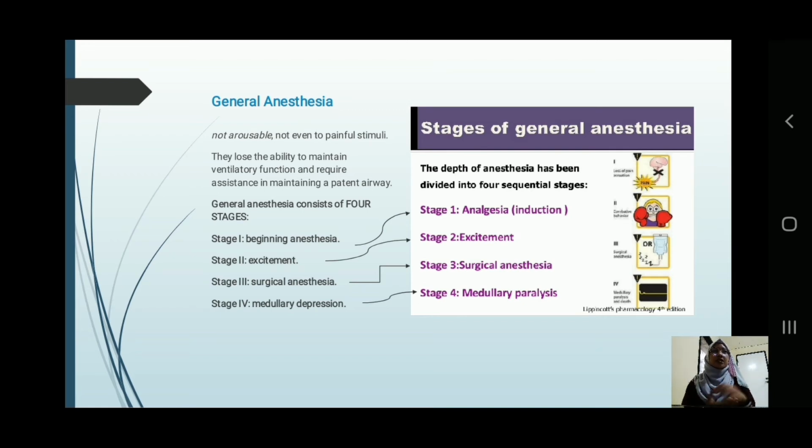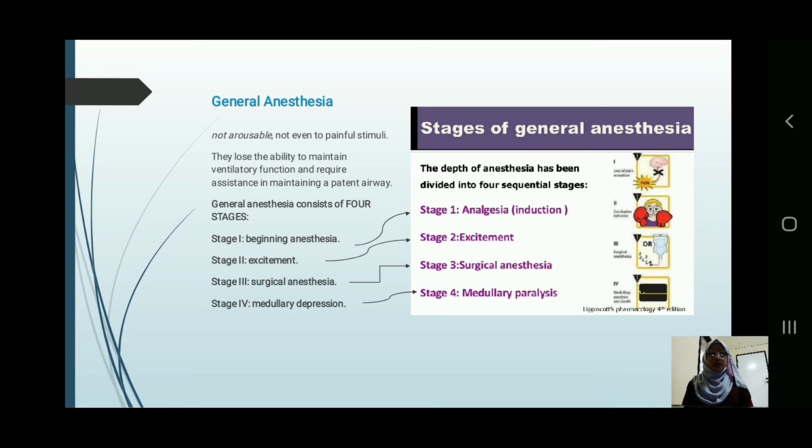And stage 2 is excitement. This stage is marked by features such as disinhibition, or loss or reduction of inhibitions, and delirium, a mental state in which you are confused and not able to think or speak clearly, and uncontrolled movement, loss of eyelash reflex, hypertension, and tachycardia. Airway reflexes remain intact during this phase and are often hypersensitive to stimulation.